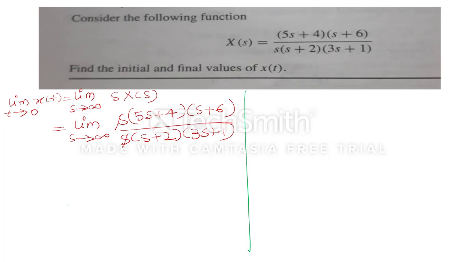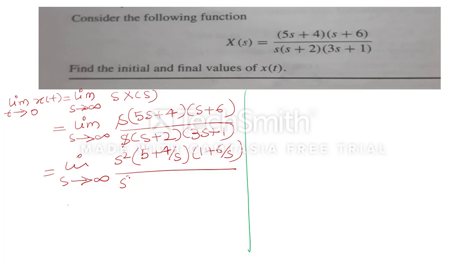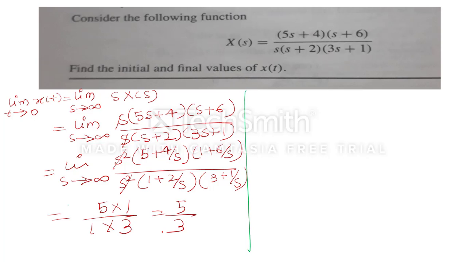So s will be cancelled out when we need to put limit s tending to infinity. In that case we will take s square common. So we will get 5 plus 4 by s and 1 plus 6 by s, and in the denominator s square, 1 plus 2 by s, and 3 plus 1 by s. So s square cancels. When we put 1 by s, means 1 by infinity, it will become 0 wherever 1 by s is there. So we will get 5 into 1 upon 1 into 3. So answer will be 5 by 3 for initial value.